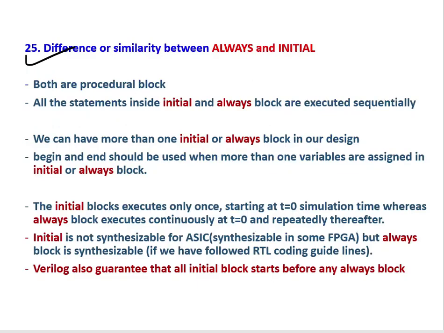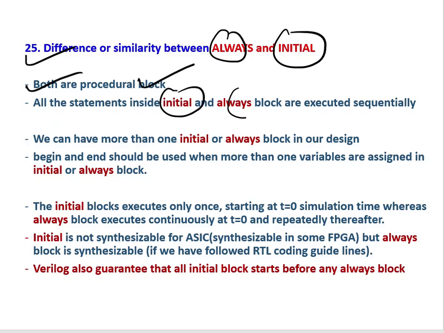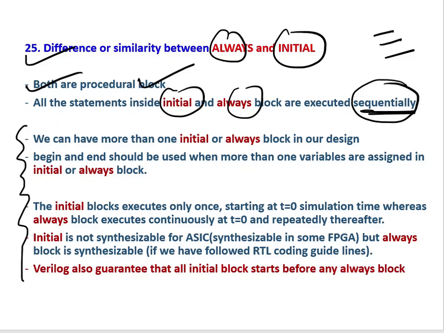Difference or similarity between always and initial. Both are procedural blocks. Then all the statements inside initial and always blocks are executed sequentially. That means one line after another line. And these are a few points. Please go through them, because reading them for me will be time consuming. Okay.